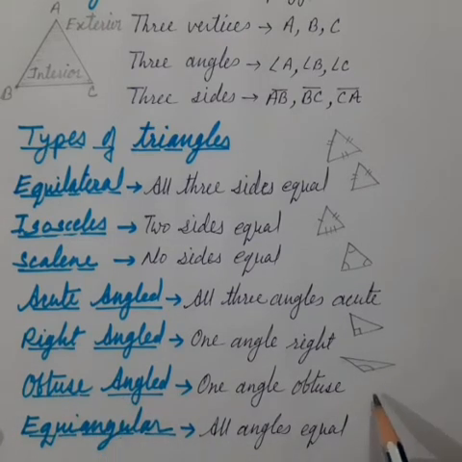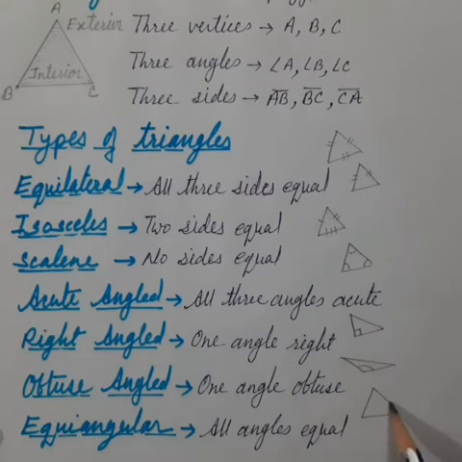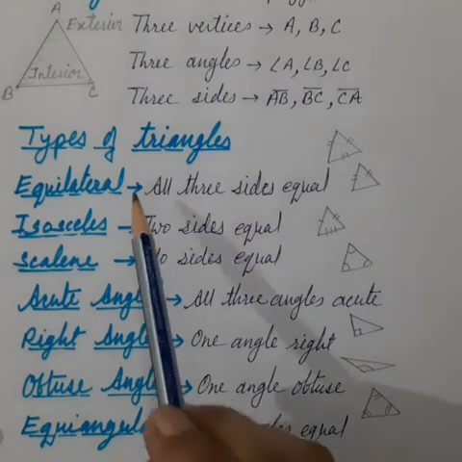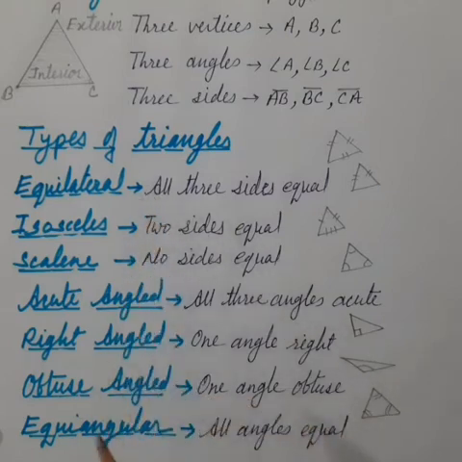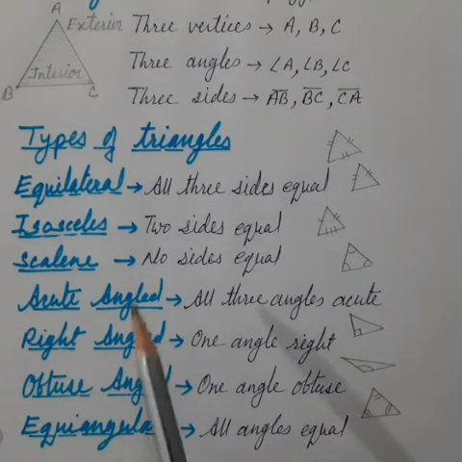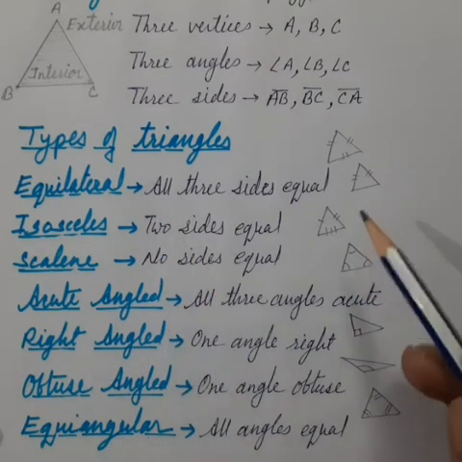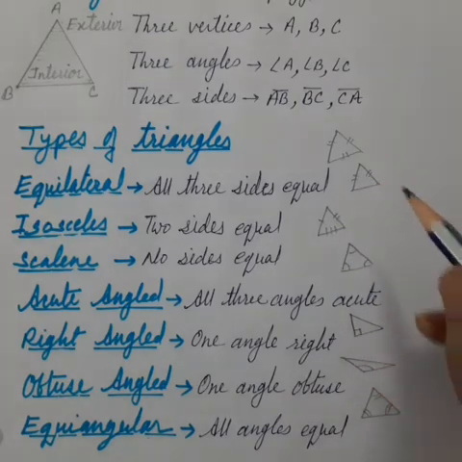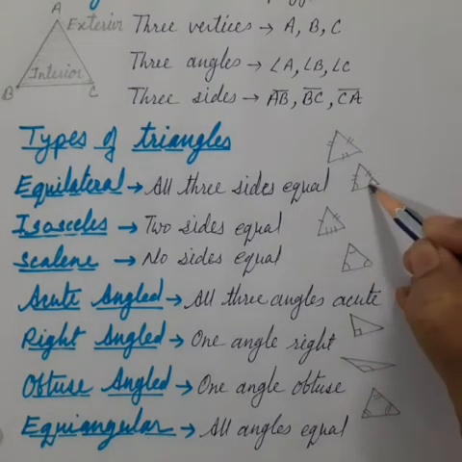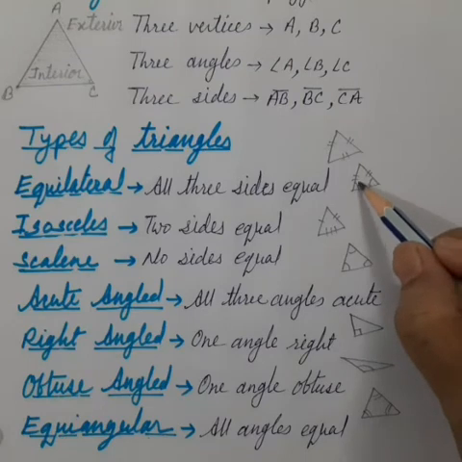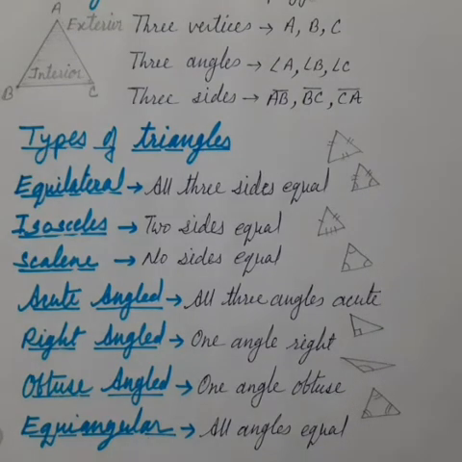Equiangular means all three angles are of equal measure. So it is called equiangular, and an equiangular triangle is always equilateral. An equilateral triangle is equiangular, and in an isosceles triangle the base angles are always equal. The angles in front of the equal sides are also always equal.